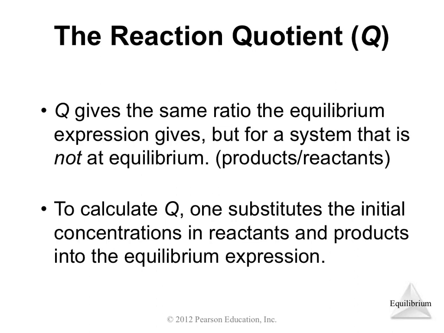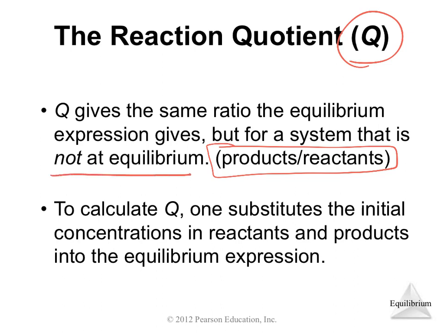So we're going to look at something today called the reaction quotient, which is a capital Q. So it's basically the same ratio the equilibrium expression gives. So it's the products over the reactants, but it's for a system that's not at equilibrium. So to calculate Q, one is going to substitute the initial concentrations of reactants and products into the equilibrium expression. So we're still going to set up an expression of Kc equals the concentration of products over the concentration of reactants, okay?